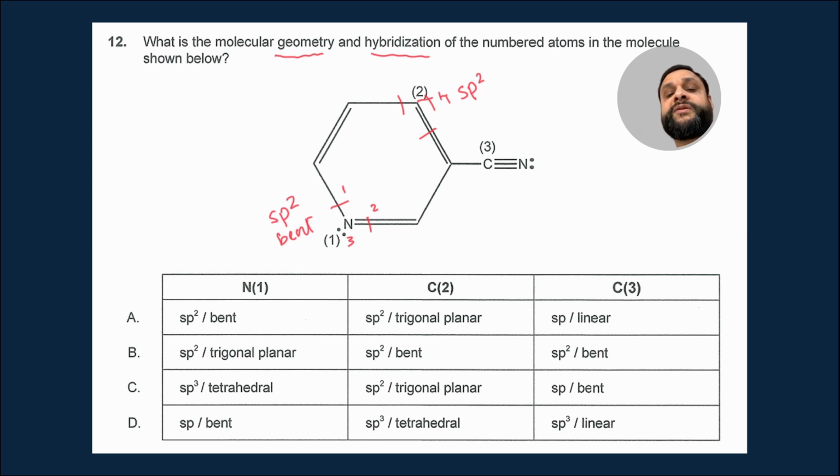Number 3, so we have 1 and 2 domains. So hybridization will be sp and geometry will be linear. So let's start reading these statements. So A, sp2 and bent, yes. For carbon, sp2 trigonal planar, yes. And number 3, carbon, sp and linear. So A is the correct answer.